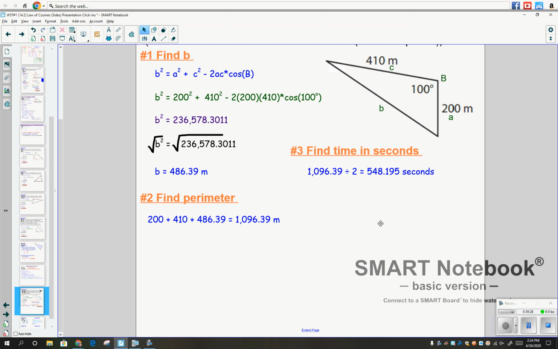Again, the question was, how many minutes? Well, how do I find the minutes? Let's take 548.195 and divide that by what? 60. We end up with 9.14 minutes.